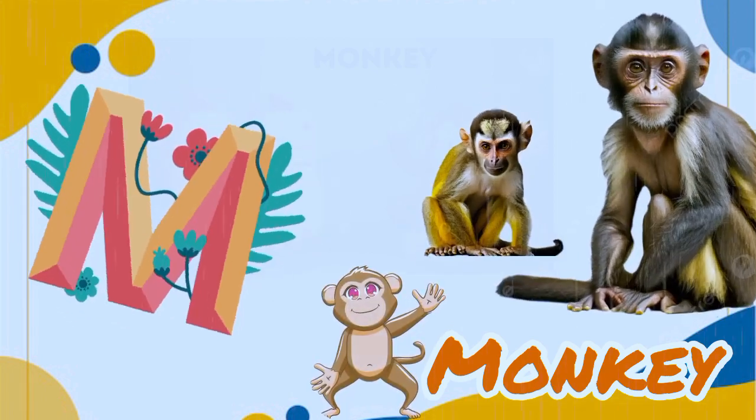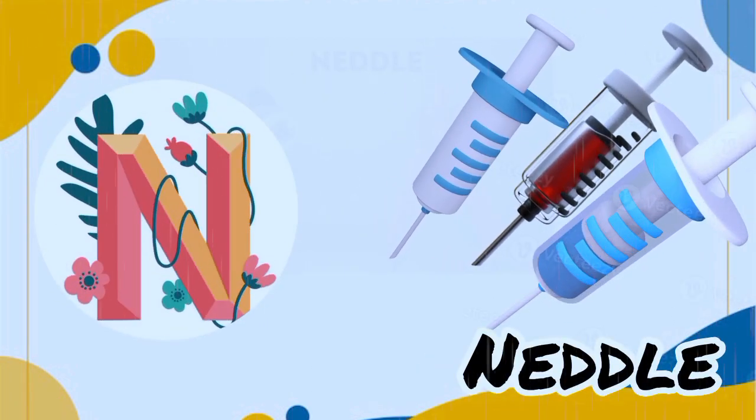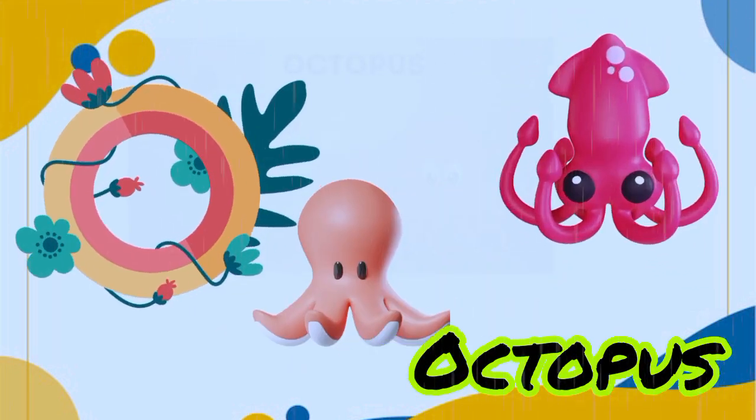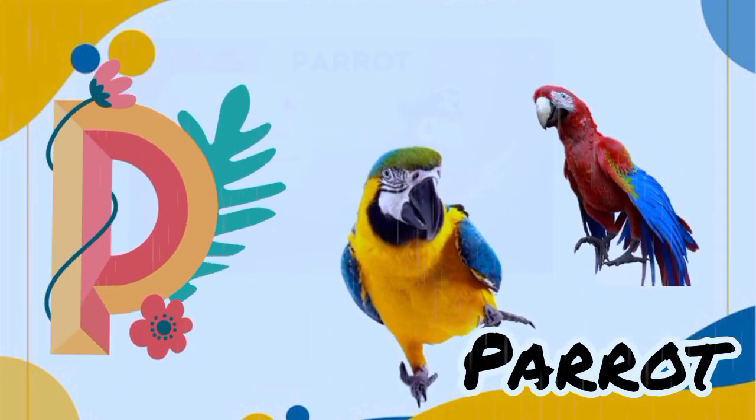M is for monkey, m, monkey. N is for needle, na, needle. O is for octopus, octopus. P is for parrot, parrot.